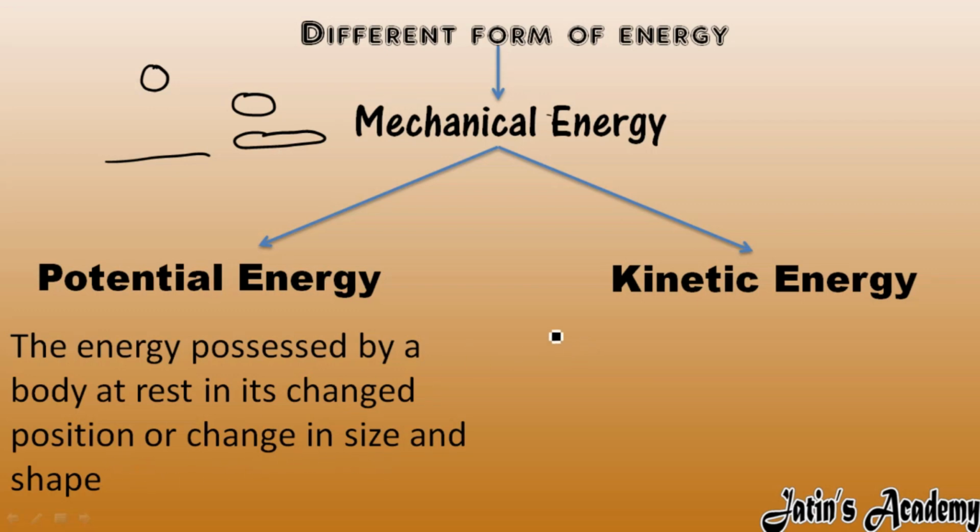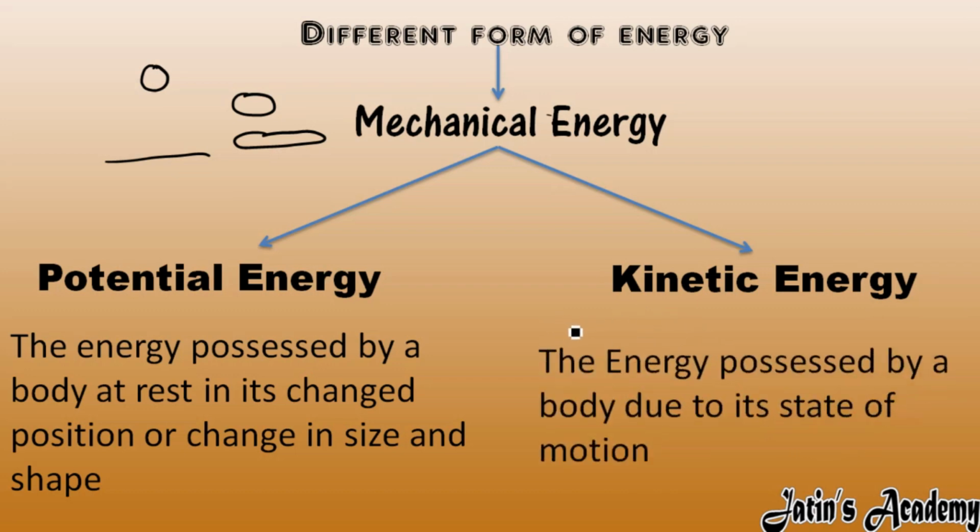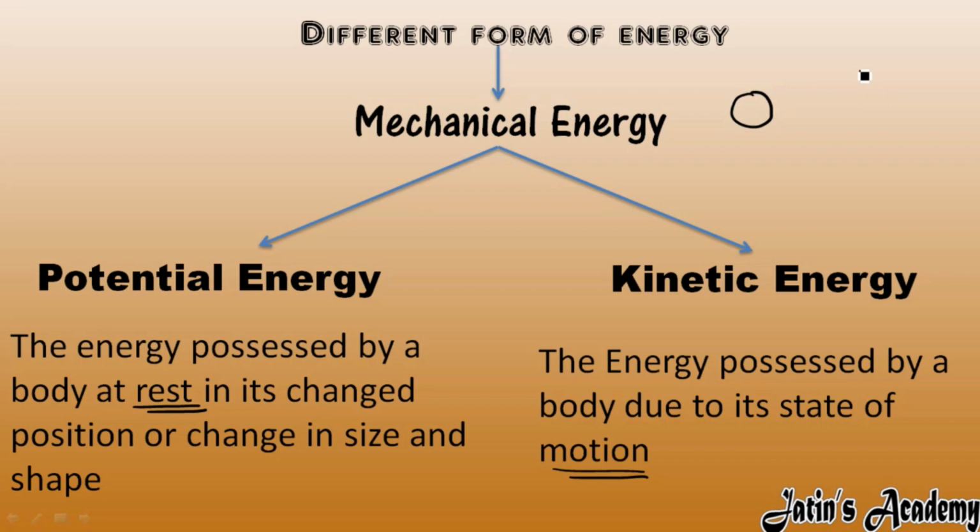And what is kinetic energy? Kinetic energy is the energy possessed by a body due to its state of motion. Here you have to remember, potential energy is at rest and kinetic energy is the energy possessed by a body due to motion. For example, when a stone strikes a glass, it breaks the glass. How is it able to break the glass? Because it has some kind of energy which it transfers to the glass and the glass breaks. So the energy possessed by a body due to its motion is called kinetic energy, and the sum of potential and kinetic energy will give you mechanical energy.